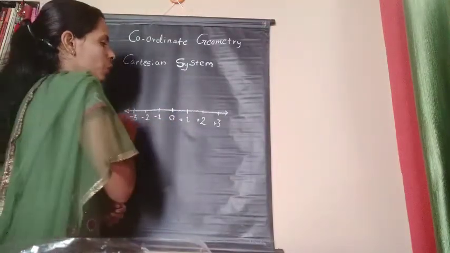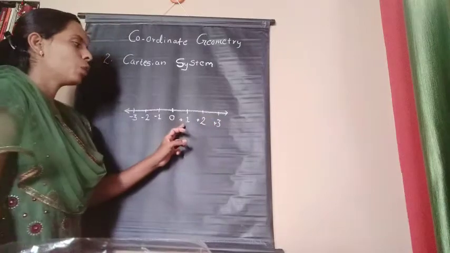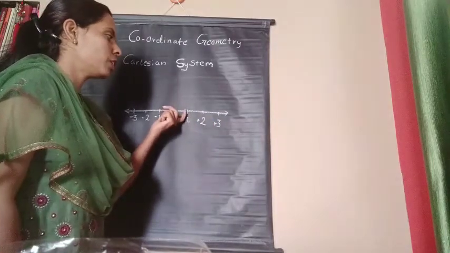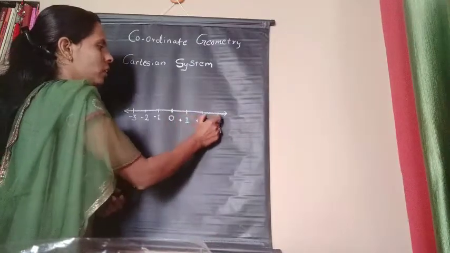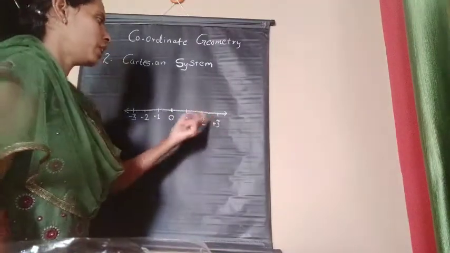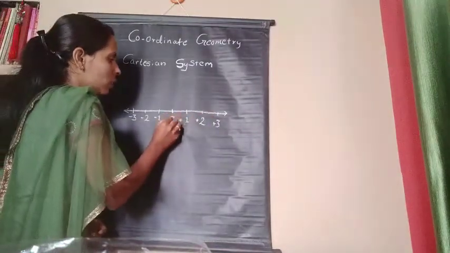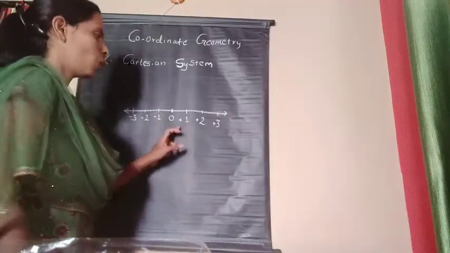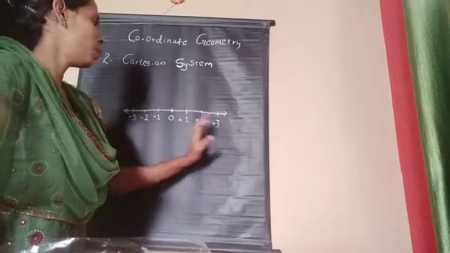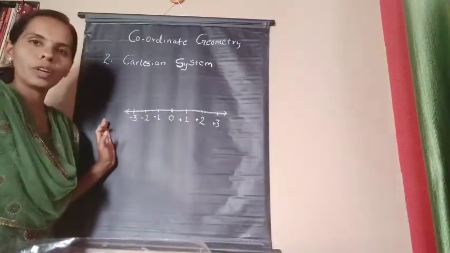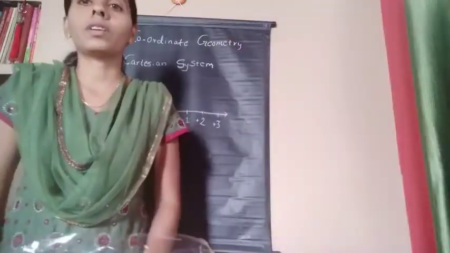We draw one straight line and place our numbers at a fixed distance for each unit. These units are placed at equal distances between them, and here 0 is the origin of this line. On the right side we write positive numbers and on the left side we write negative numbers.